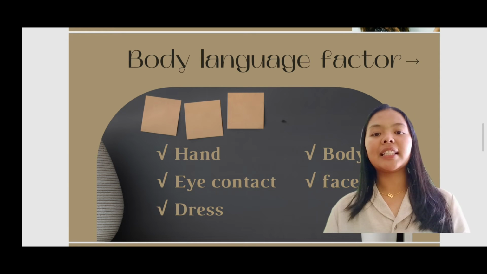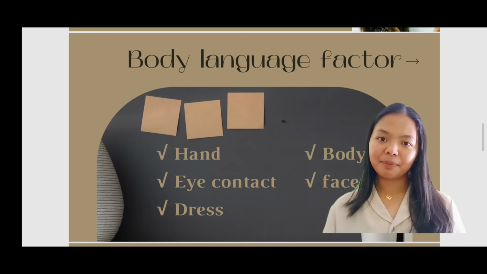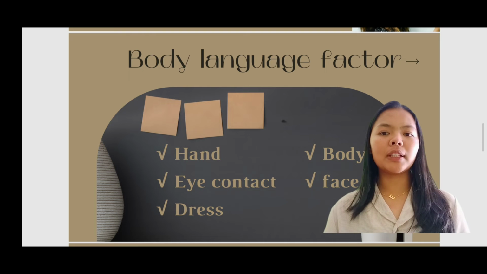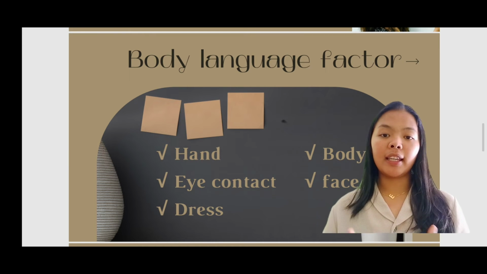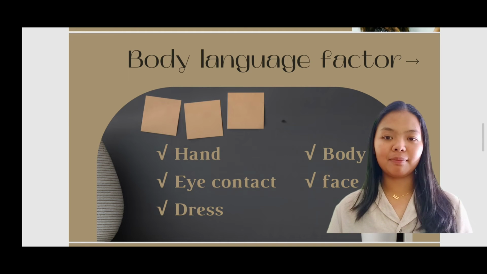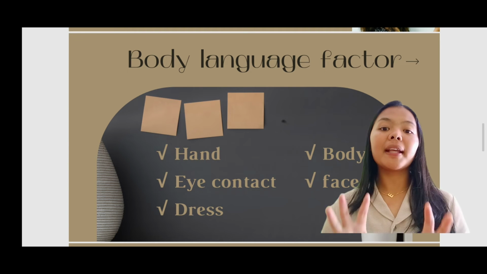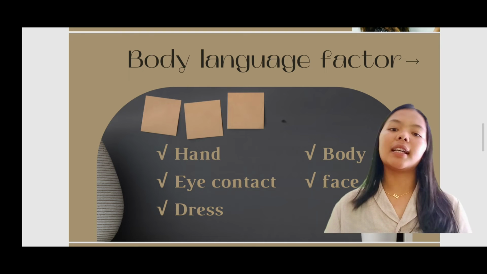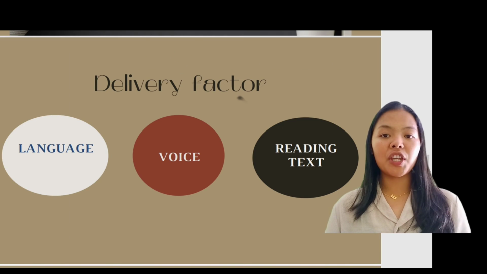The next one is body. Some audience expect presenter to be dynamic. Dynamic can also be interpreted with the word excited. When presenting enthusiastically, of course, the participant will also be enthusiastic in participating in the presentation so that the presentation can run smoothly. The next is face. Some audience look for animated facial expressions.